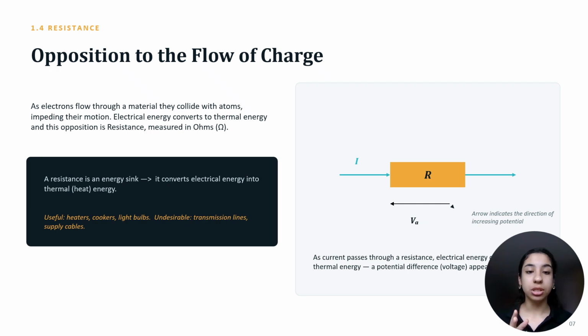It is measured in ohms. Because a resistor converts electrical to thermal energy, we call this a sink. So what can it be used for? It can be used for heaters, cookers, light bulbs, and anything that is used to heat something up, like a kettle, for example.